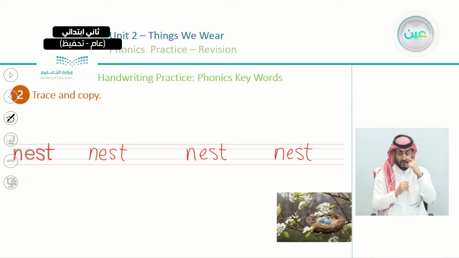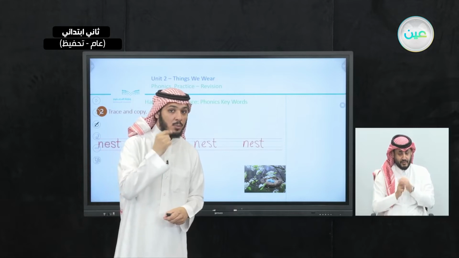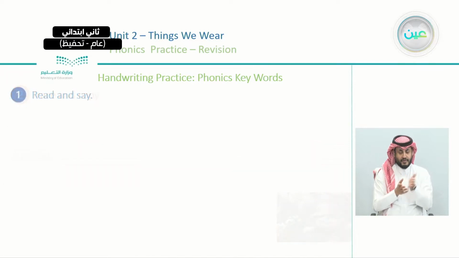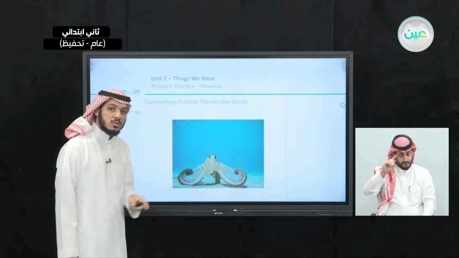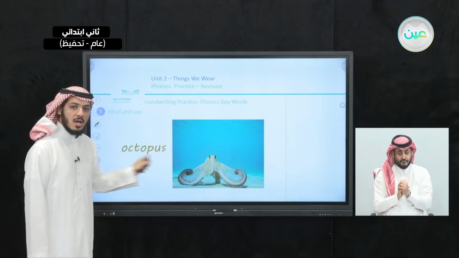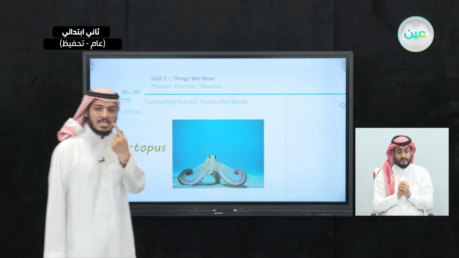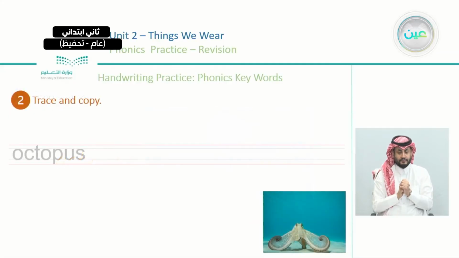So, the letter N, I pronounce it as N, like in nest. Excellent. After N, we have the letter O. Now, can you tell me what is this animal inside the water, under the sea? Yes, this is an octopus. Excellent. Octopus starts with the letter O. I pronounce it as octopus. Now, let's trace, then write the word octopus.